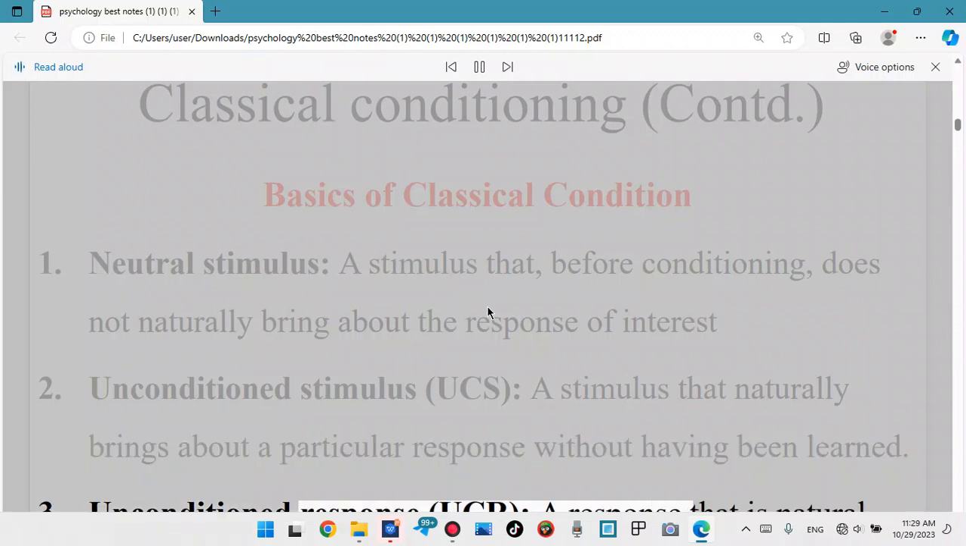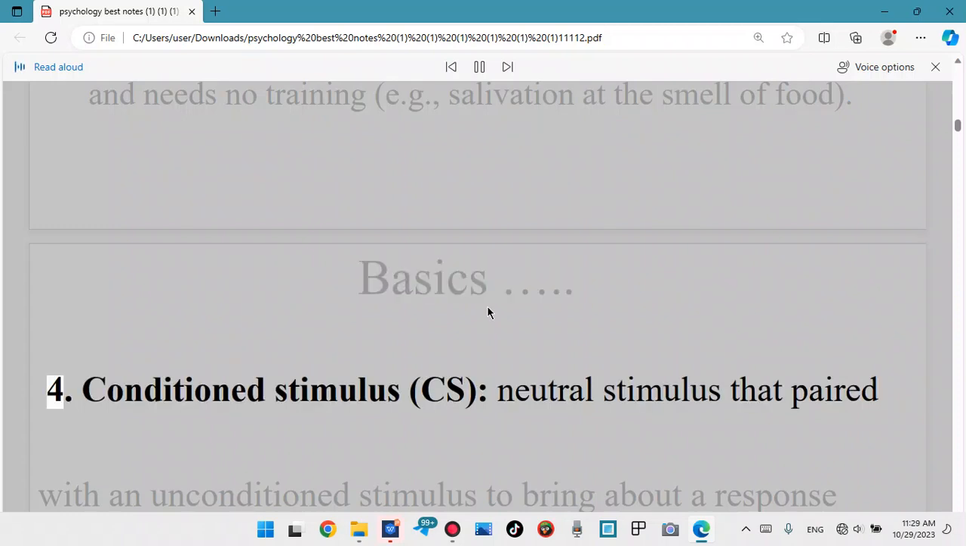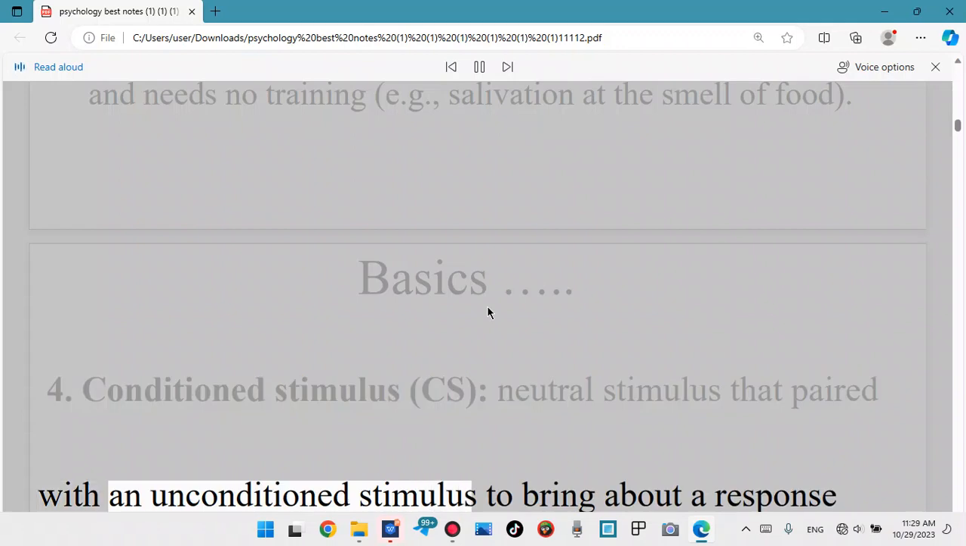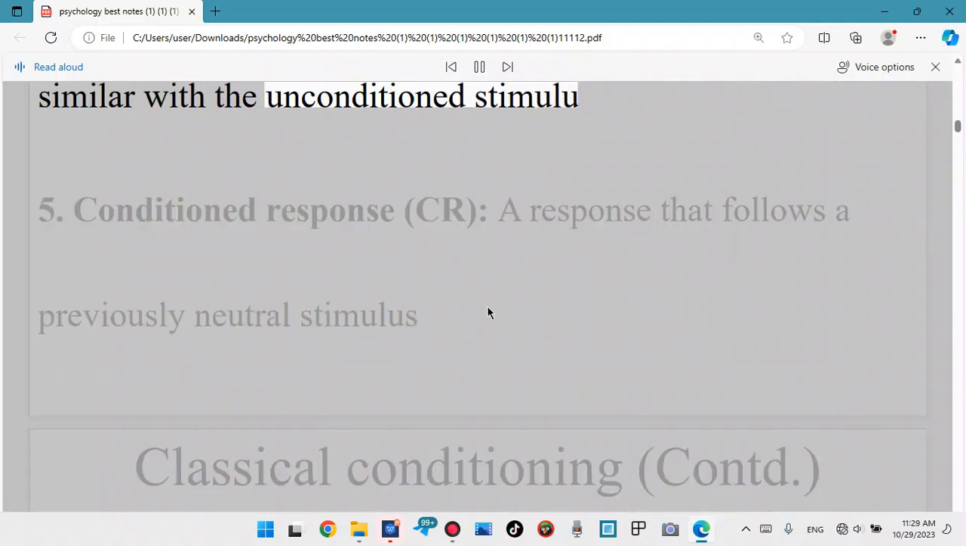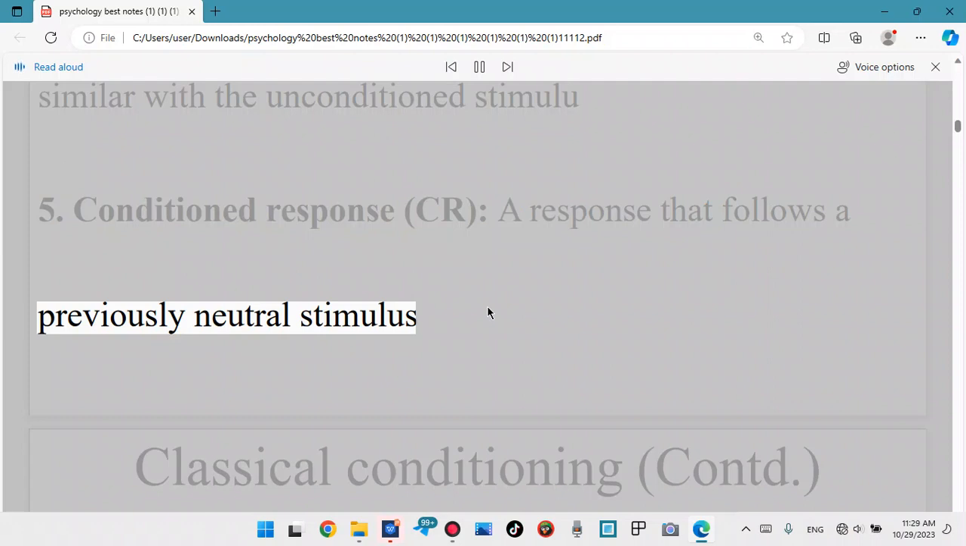3. Unconditioned response, UCR, a response that is natural and needs no training, example salivation at the smell of food. Basics. 4. Conditioned stimulus, CS, a neutral stimulus that is paired with an unconditioned stimulus to bring about a response similar to the unconditioned stimulus. 5. Conditioned response, CR, a response that follows a previously neutral stimulus.